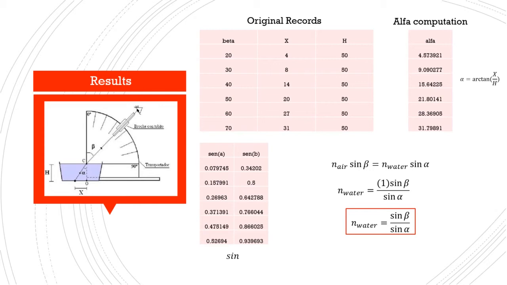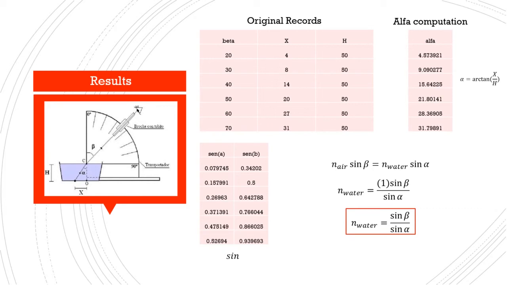Then we are going to make some computations in order to find the alpha angle. For computing the alpha, we are going to use the formula that is on the right side of the table, which is arctan of x over h. This is going to give us the alpha angle in degrees.